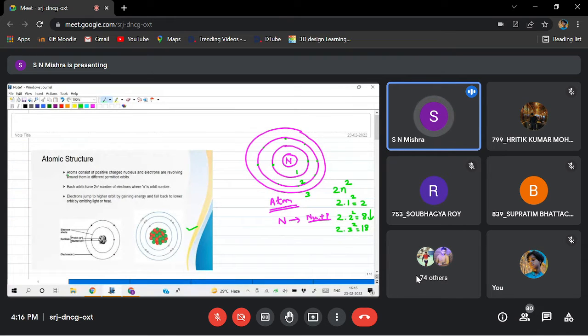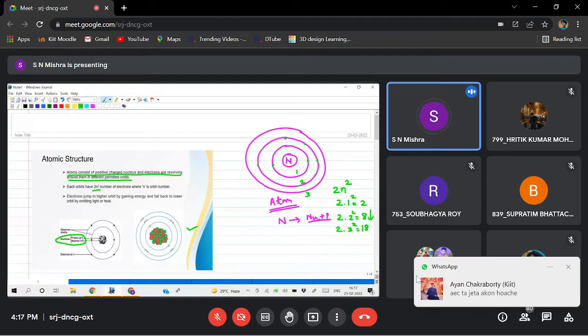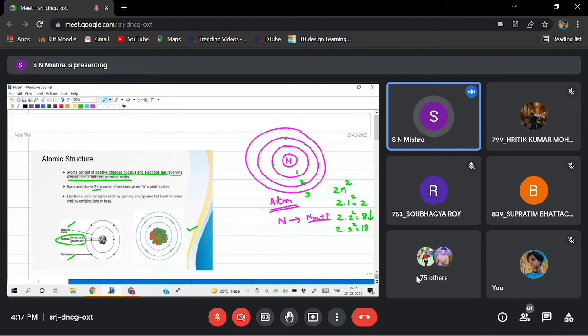I have written here, atoms consist of a positively charged nucleus and electrons revolving around it in different permitted orbits. How many electrons are placed in an orbit is decided by this equation, 2n square, where n is the orbit number. You can see the nucleus consists of neutron and proton, and these are the electron shells, and these are the electrons shown here. This is the Bohr postulate. I think many of you or almost all have studied these things. Yes or no? Yes, sir.